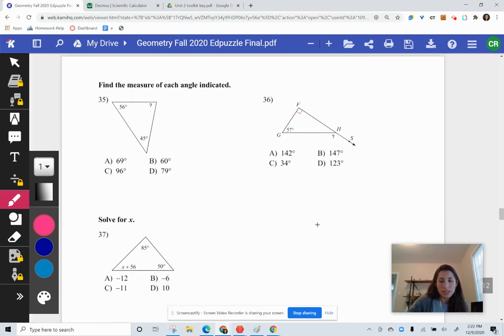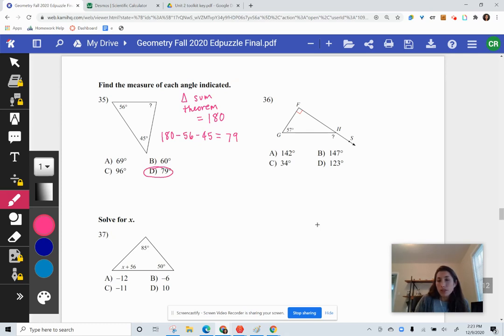Okay, now we have the triangle sum theorem. Remember, the degrees of a triangle add to 180. Triangle sum theorem equals 180. So we would need to take 180, and we're going to subtract 56, and we're going to subtract the 45 to see how many degrees we have left. So we've got 180 minus 56 minus the 45. And that would be 79 degrees.